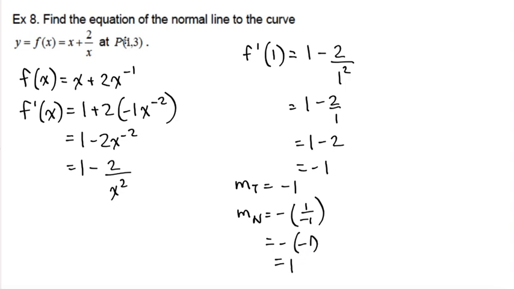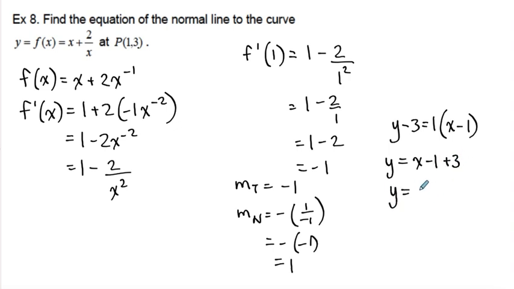And I still want to think about what it is at that point (1, 3). Once I figure that out, I'm going to use the point-slope formula to come up with the equation of the line. So y - y1, which is 3, is equal to m, so 1, times (x - x1), so x - 1. Solving that, y = x - 1 + 3, or y = x + 2. So this is the equation of the normal line to the curve at the point (1, 3).